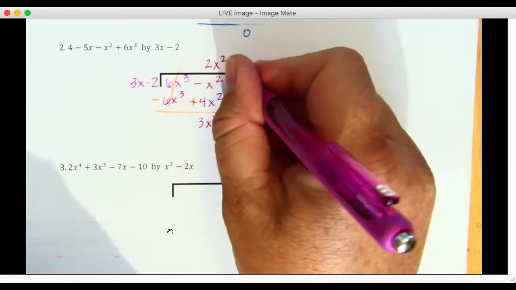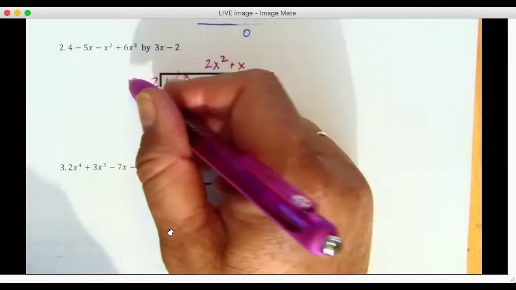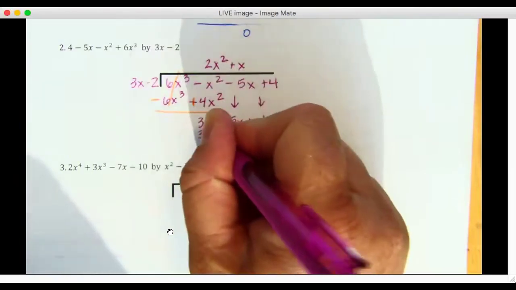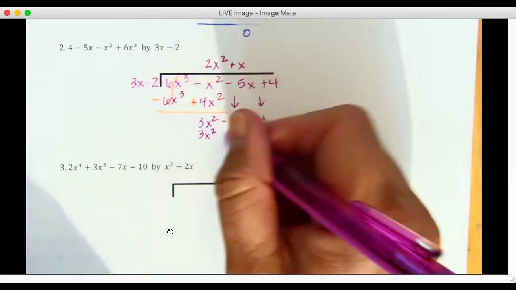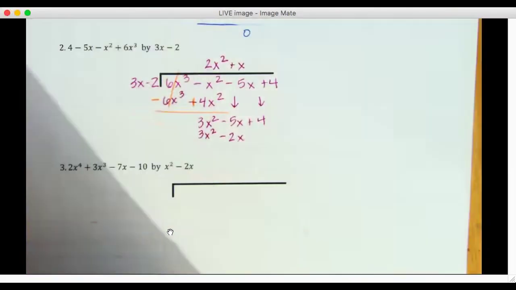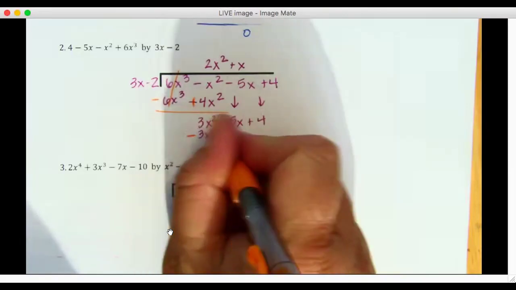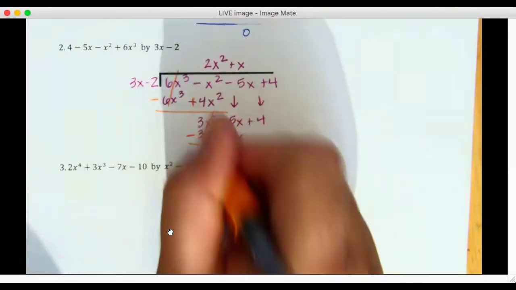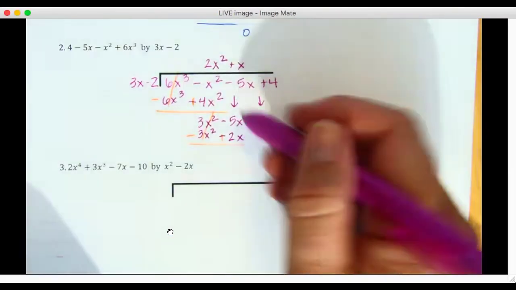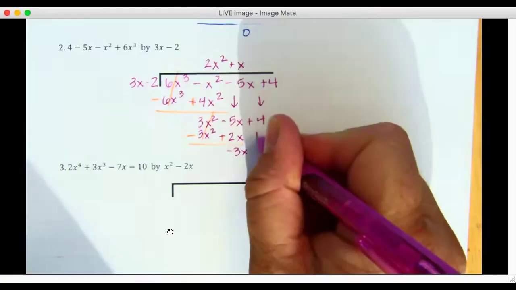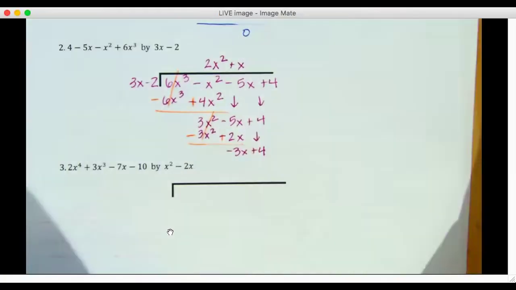Well, that would be x. X times 3x is 3x squared. X times negative 2 is negative 2x. But remember, we are subtracting, so those signs switch. And now I'm left with negative 3x and bringing down that plus 4.